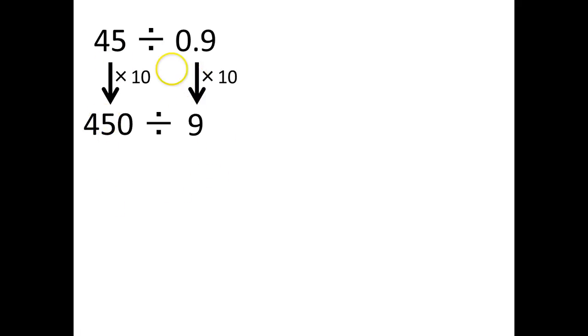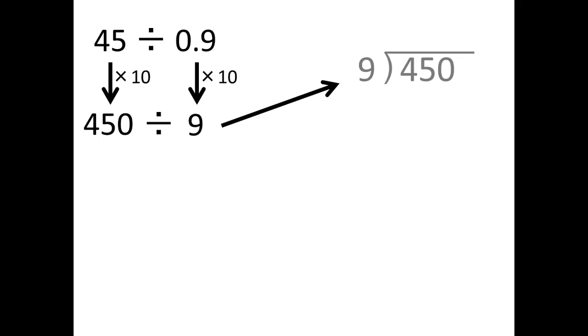Next, probably what a lot of people will do is rewrite this number sentence in vertical form. If we do that, we get something that looks like that. Then we ask ourselves some questions and go through the process of solving this and finding the quotient. The first thing I'm going to ask myself is, how many 9s are able to fit into 4?